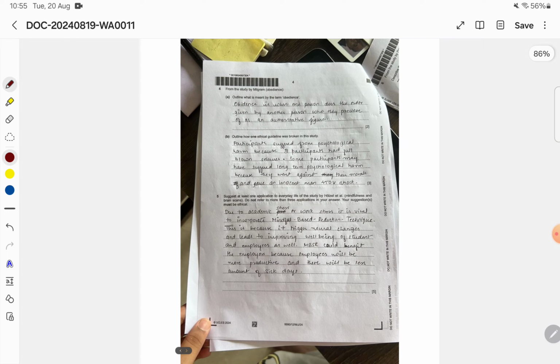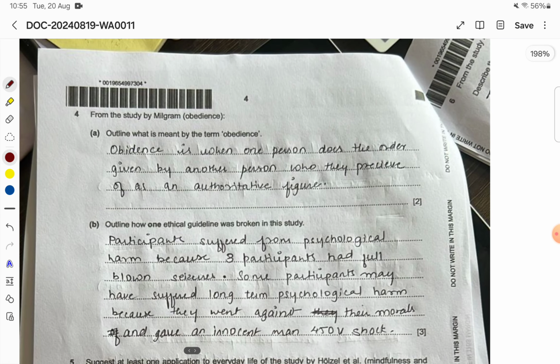Coming to the next one, from Milgram. Outline what is meant by obedience. Key things that need to be mentioned are commands, orders, and an authoritative figure. This is totally from the psychology being investigated. So authority figure, order, command, those are the key terminology used to explain the concept of obedience. Definitely that is what is required in the answer.